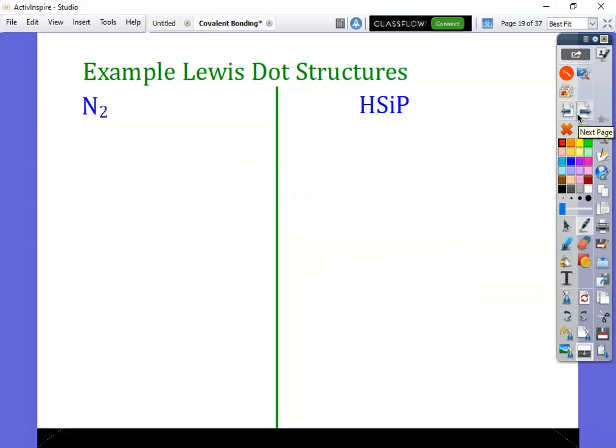All right, our last 2 examples. So here we go. N2, we will start here. And I actually want you guys to pause the video and see what you can do with N2. See if you can get the correct Lewis structure. And then come back and check.